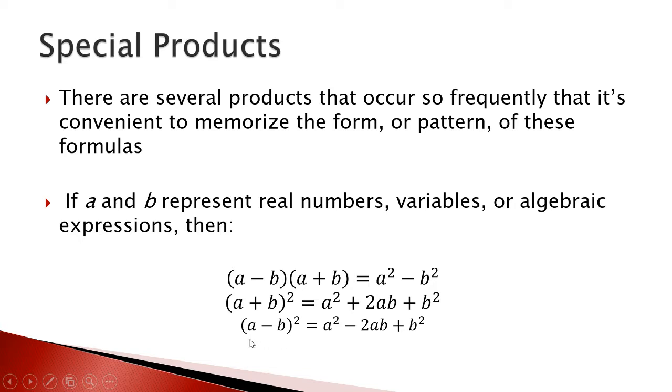And if we want to simplify a minus b whole thing squared, it is equal to the square of the first term, and then this sign, times 2 times the product of these two terms, plus the square of the second term. So a minus b whole thing squared is equal to a squared minus 2 times ab plus b squared.